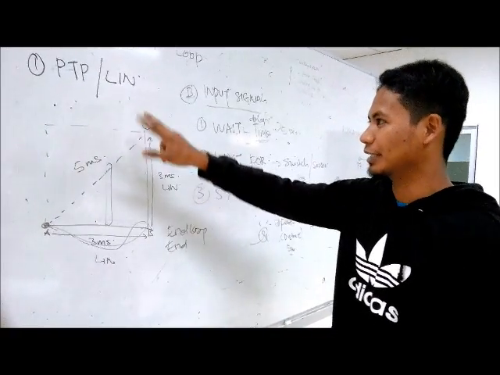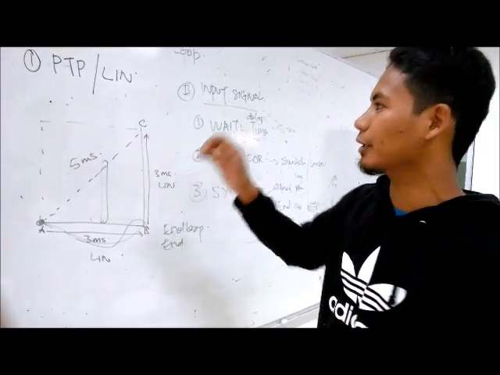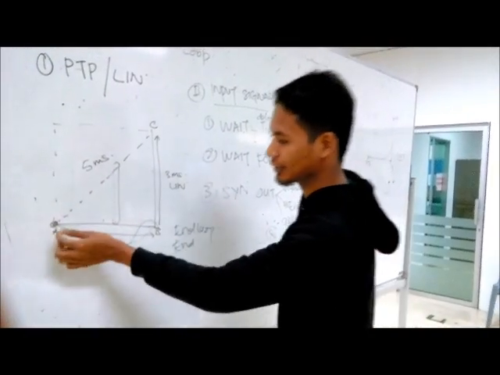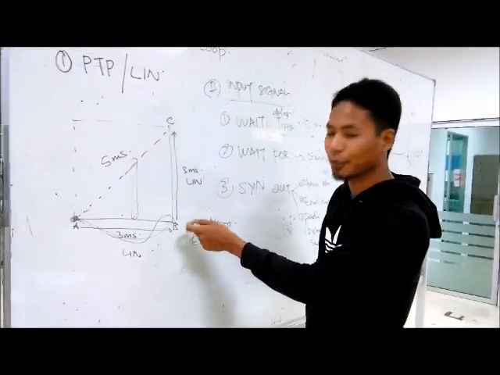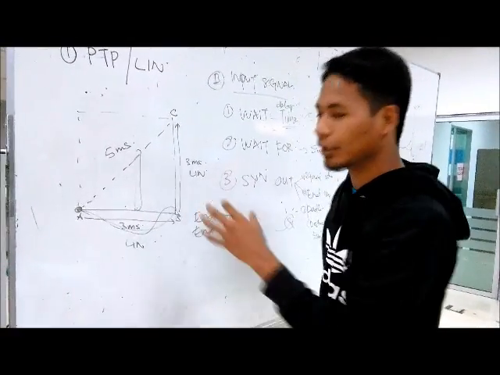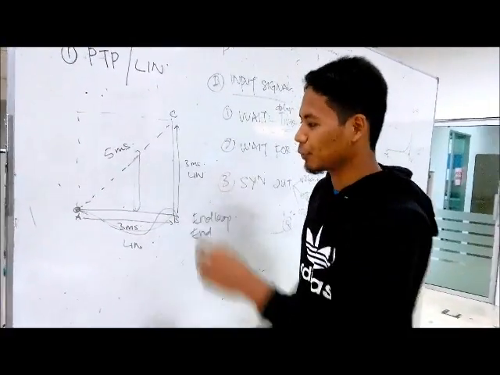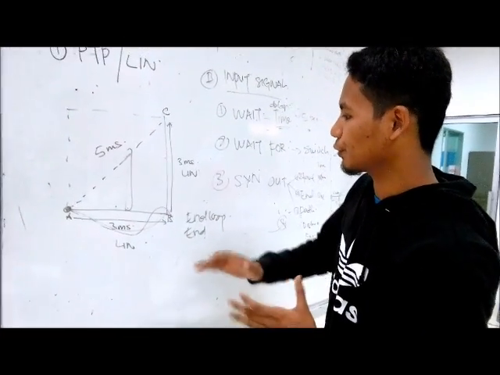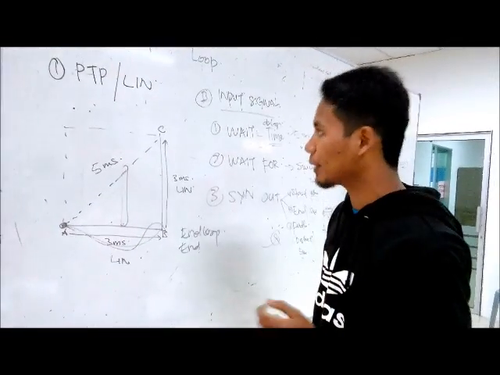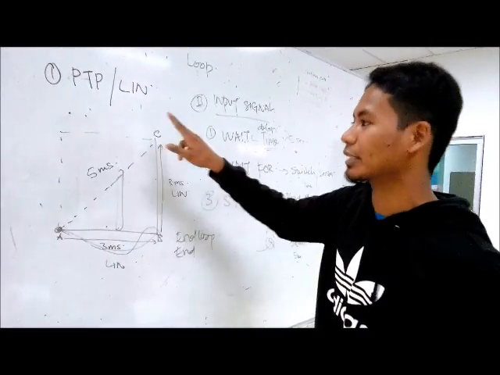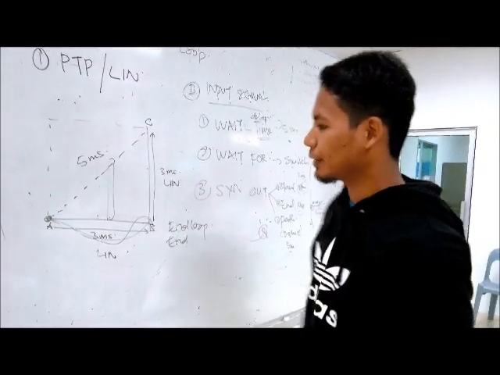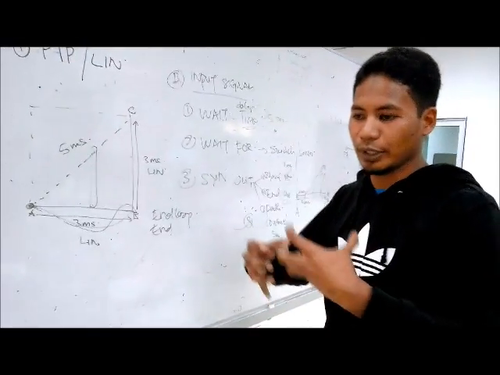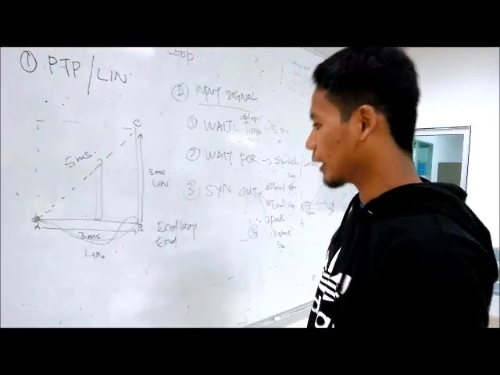There is some difference between PTP and linear. For example, for PTP, point to point, we have a start point A and an end point B. Basically, the movement is not going to be straight. Sometimes it will be curved. If you want to make a straight line, we must use the linear commands. Next, my friend will explain how to input the command for the linear.